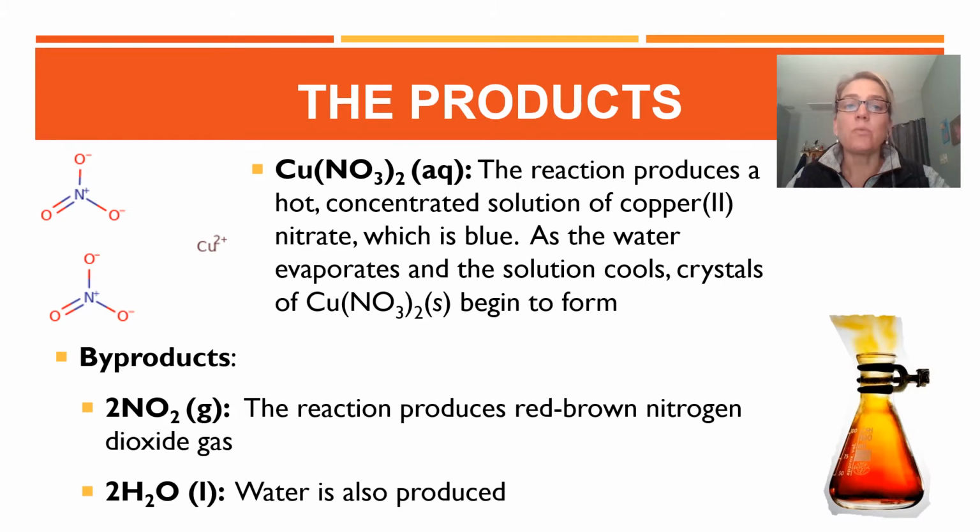The products that result from the reaction between copper and nitric acid are copper nitrate, nitrogen dioxide, and water. For each mole of copper nitrate that is produced, 2 moles of nitrogen dioxide and 2 moles of water are produced. Copper nitrate appears in the form of a blue solution at the bottom of the test tube. The solution would be hot since the reaction is exothermic. If the solution was allowed to cool down and the water evaporate, you would have anhydrous copper nitrate crystals formed in the bottom of the test tube. These crystals will be bright blue in color.